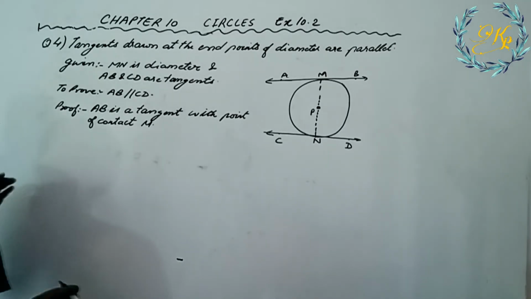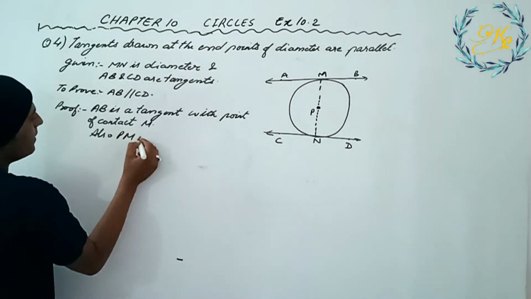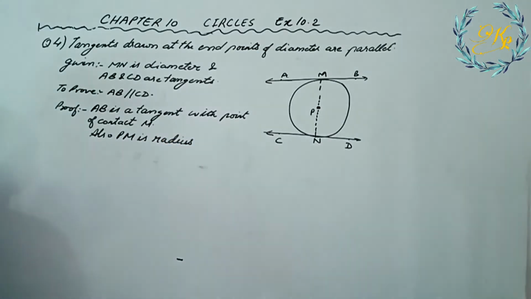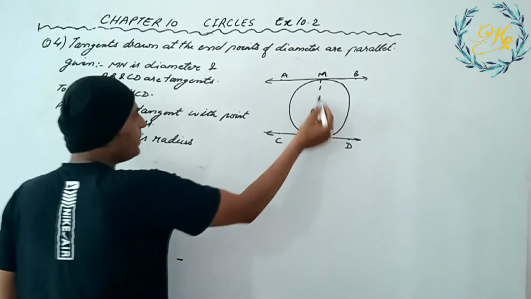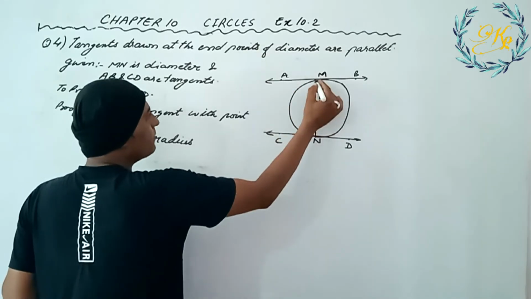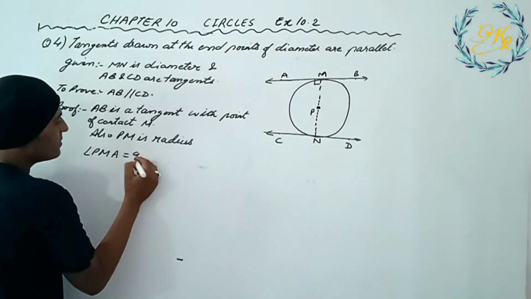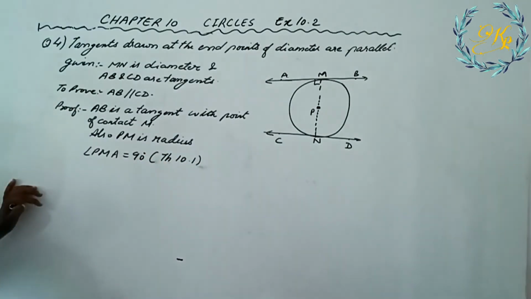Okay. In the next line, you will write also, PM is the radius. So you will write that angle PMA, according to Theorem 10.1, tangent and radius lie perpendicular to each other. Okay, so we write PMA is equal to 90. You write Theorem 10.1, 90 degrees.